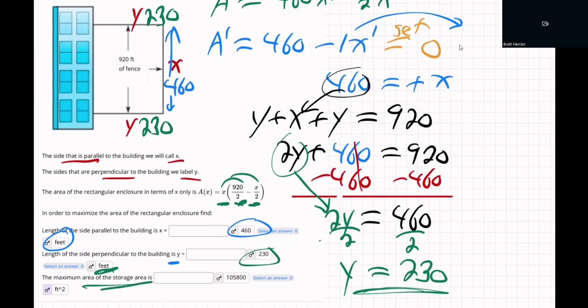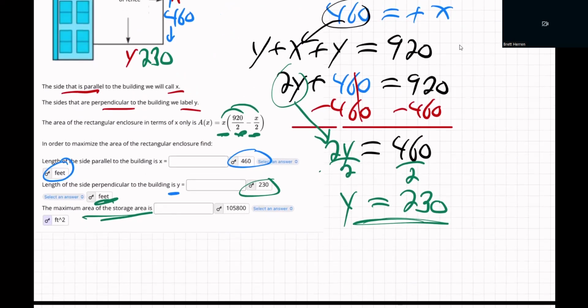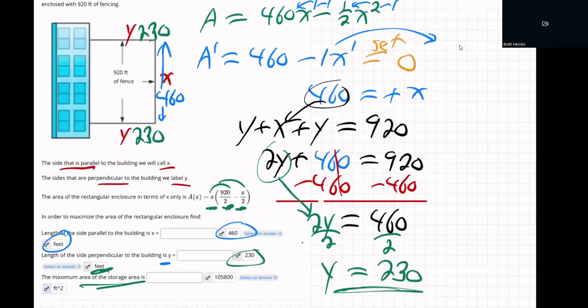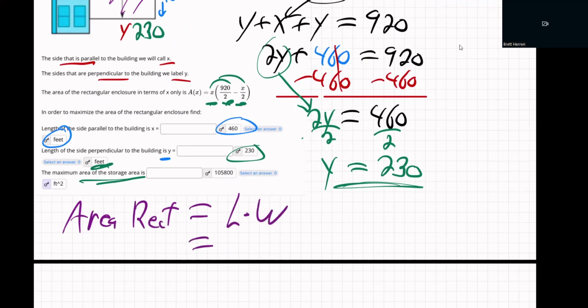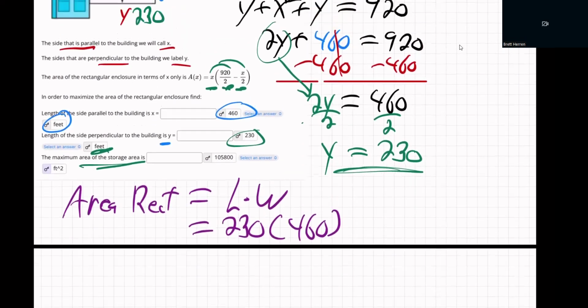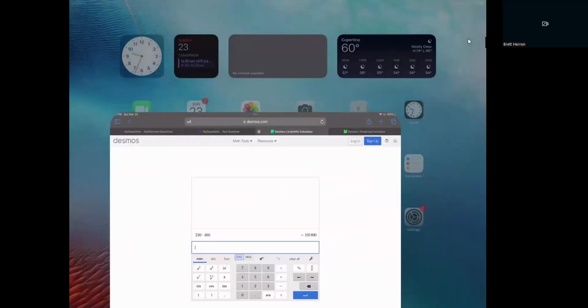Okay, finally, what's the total area? Well, you know how to figure out the area of a rectangle. Let's come back up here. The area inside this rectangle. Area of a rectangle is always one side times the other, length times width. So that's 230 times 460. Doesn't matter what order you put them in. Just multiply that. Go to Desmos. 230 times 460. That's 105,800.